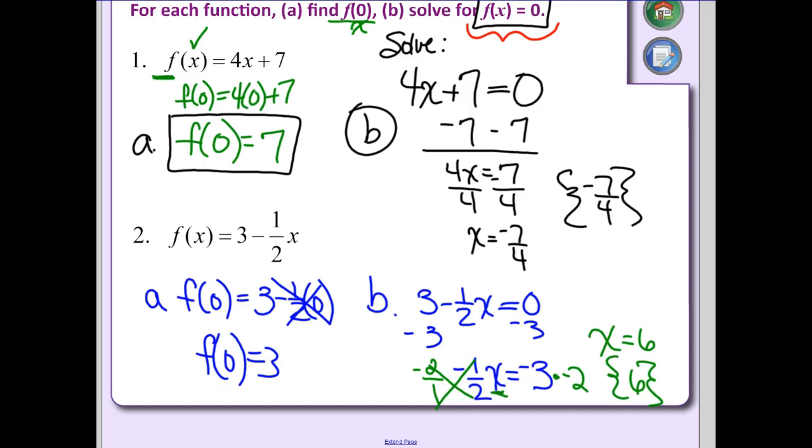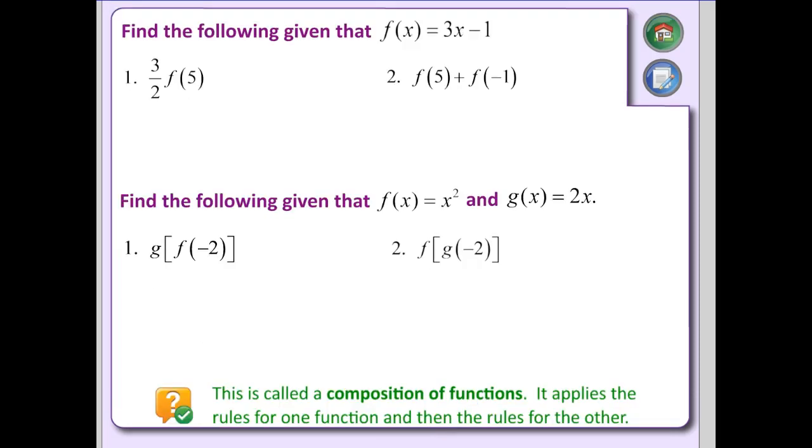Now, last thing we need to look at is this idea of putting functions together. Okay, let's look at the top. Number one, they told me that my function is f. It's labeled f. Okay, the variable is x, and this is my equation that goes with f. So when I get to number 1, they want me to find 3/2 of f of 5. So what do you think I need to do first? Yeah, remember f is this guy right here, so we've got to find f of 5.